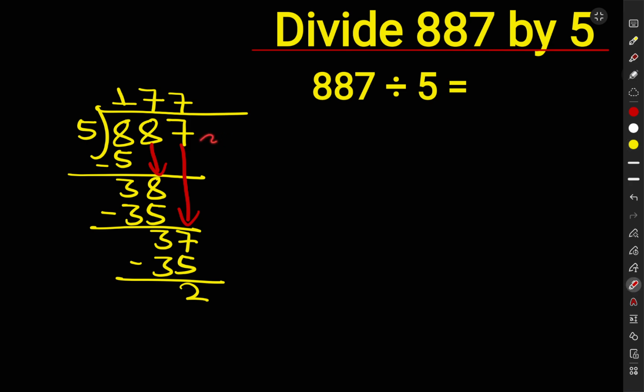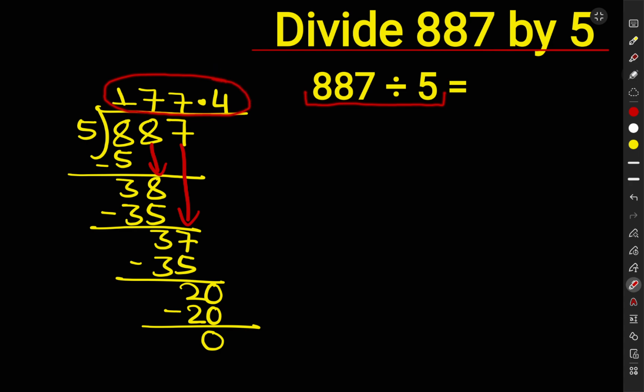So now we have no other number to put down. So we put a decimal here so that we can put 0. So it is 20 and 5 times 4 is 20. On subtracting we get 0. So 887 divided by 5 is 177.4.